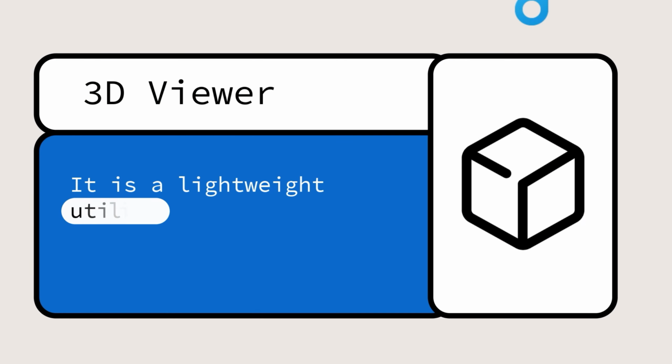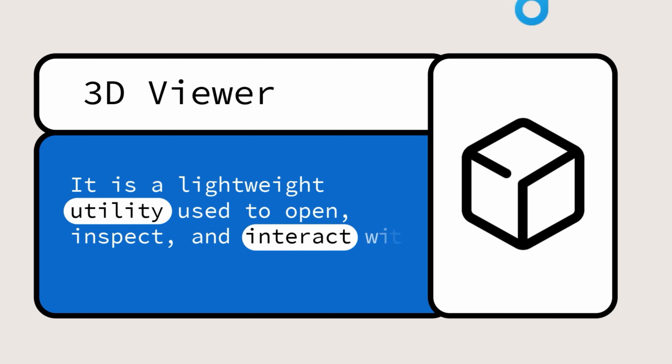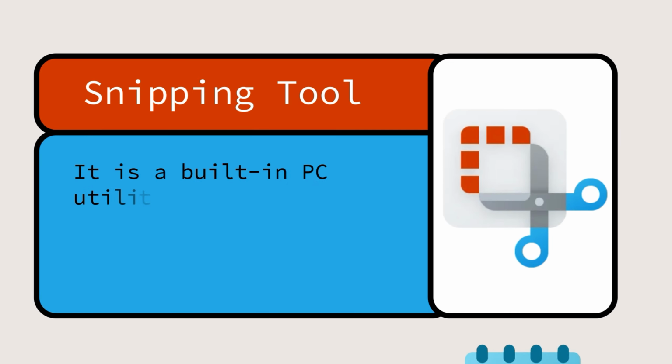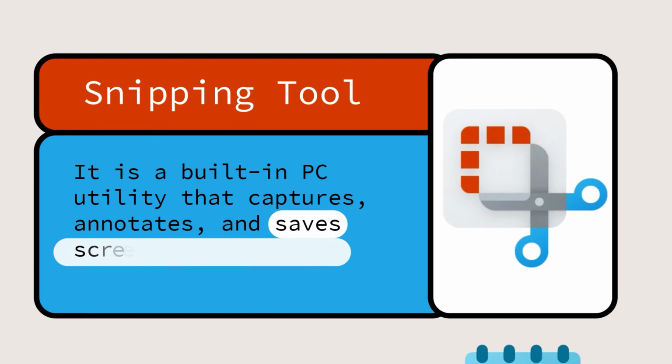3D Viewer. It is a lightweight utility used to open, inspect and interact with 3D models. Snipping Tool. It is a built-in PC utility that captures, annotates and saves screenshots or screen recordings.